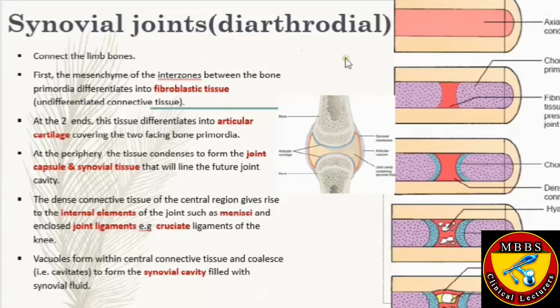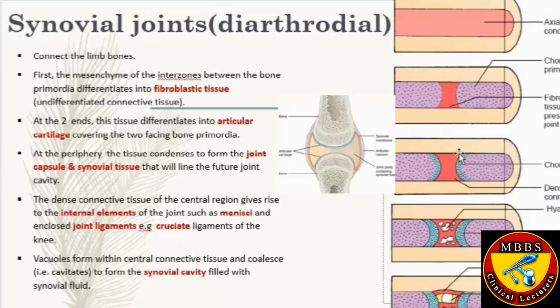When joint is formed between two bones, first of all there is mesenchymal condensation, and the bones will be in the form of cartilage primordia, and in between the bones, the area where the joint is to be formed will be called interzone. In the interzone area, there will be no cartilage formation, and the mesenchymal cells will form fibroblastic tissue, which is nothing but undifferentiated connective tissue.